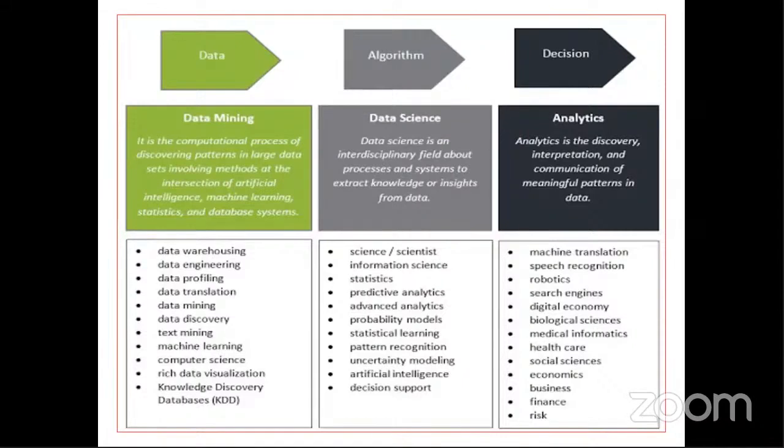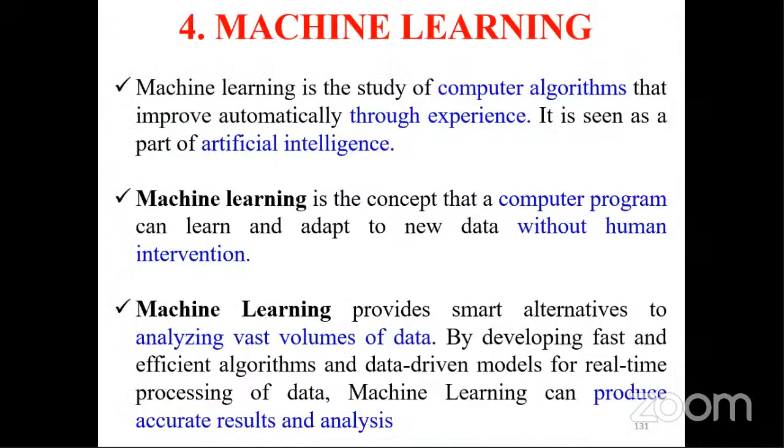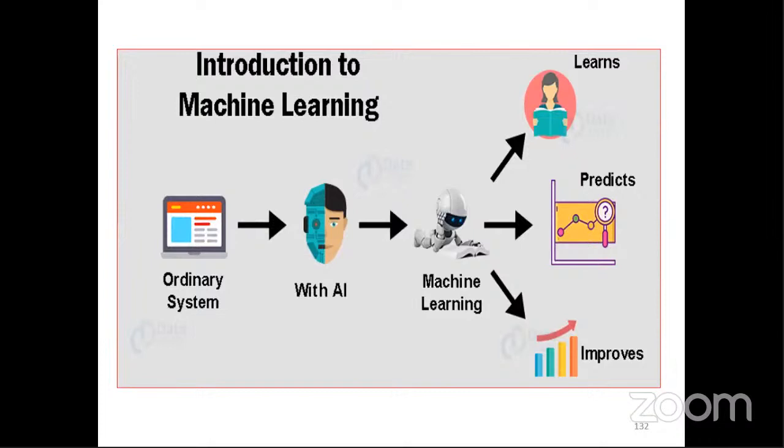So the fourth subject is machine learning. Learning from observational data is called machine learning. Machine learning is a sub-branch of artificial intelligence. It provides smart alternatives to analyze vast volumes of data, by developing fast and efficient algorithms and data-driven models for real-time processing of data. Ordinary system with desktop system, with AI, we are using some algorithms. In machine learning, we are applying supervised, unsupervised, reinforcement algorithms in order to develop a model. That model will predict the results and improve the accuracy.